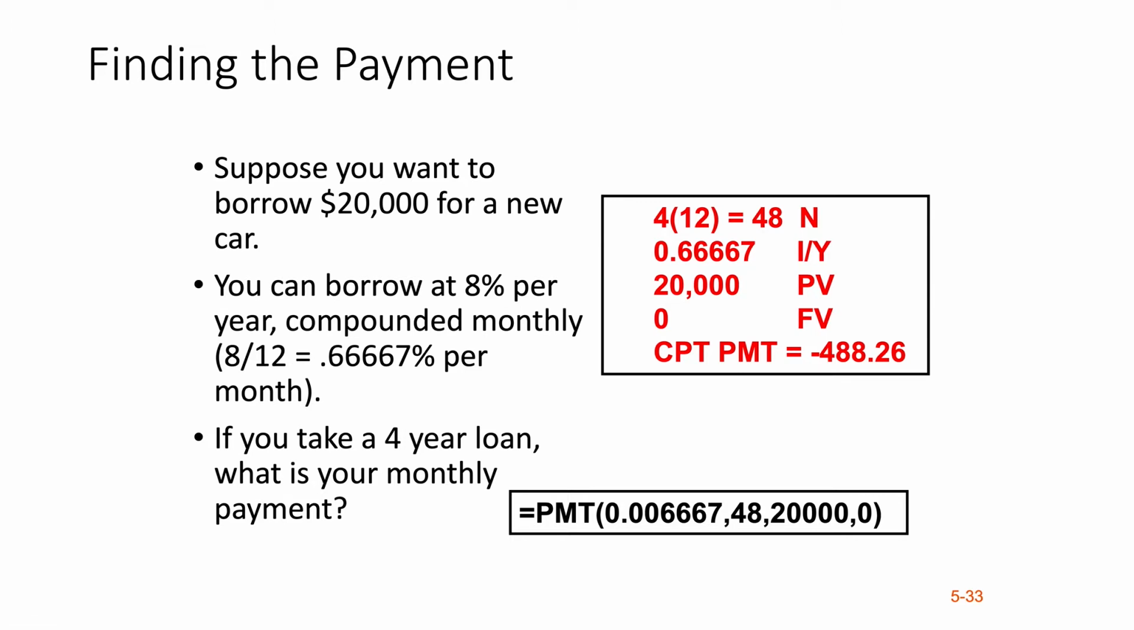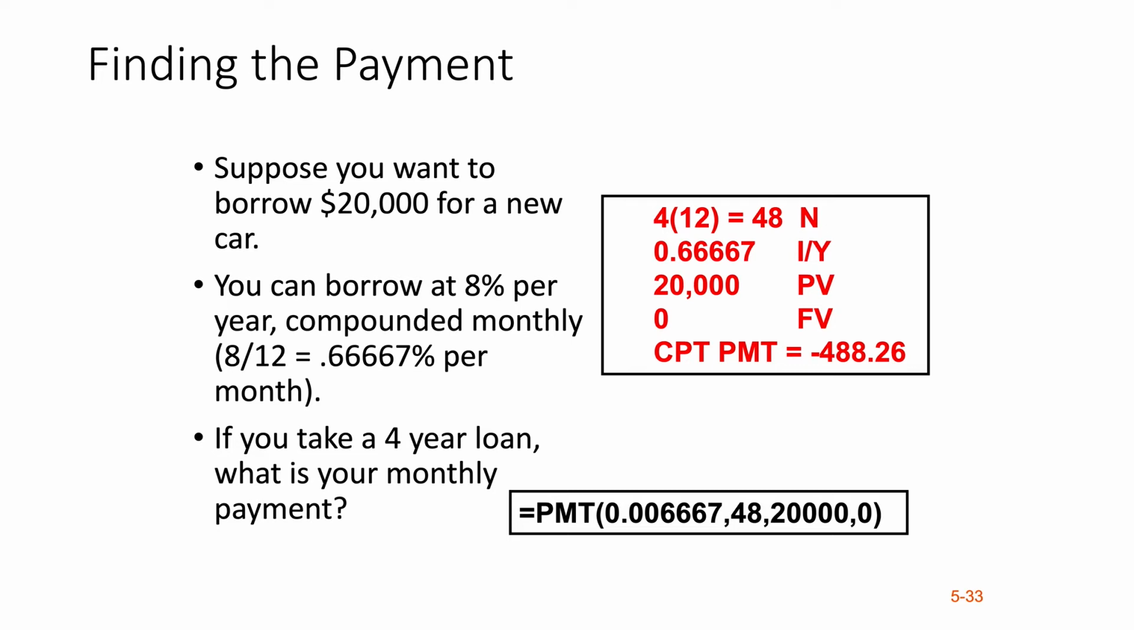Now, if you take a 4-year loan, how many months are we talking about? 4 times 12, 48. So here are the inputs. 48 is your N. 8 divided by 12, equal sign, whatever the number, you punch in as your I. 20,000 as your present value. I like using a negative sign for present value. Then you compute for PMT, which is 488.26. That's the monthly payment.